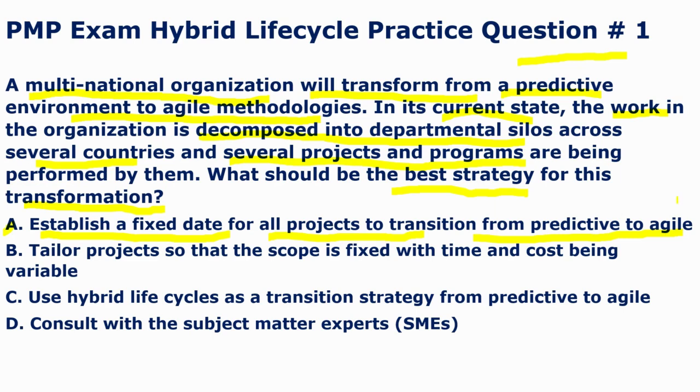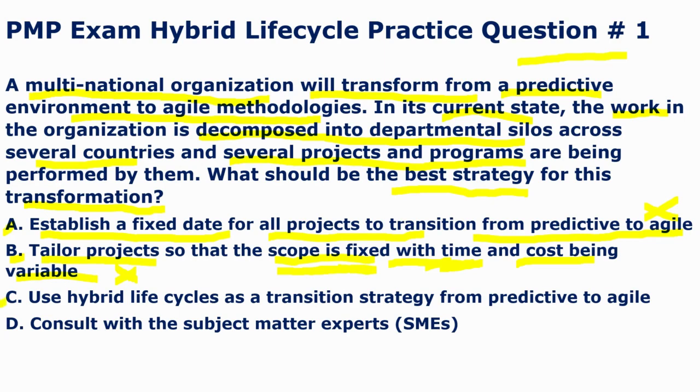So let's evaluate option B, which states that the organization should tailor the projects so that the scope is fixed with time and cost remaining variable. It is also not the best option, as it will fix the project's scope and timelines, and the team will have a tough time to manage their projects. So let's park this option and review the remaining options.